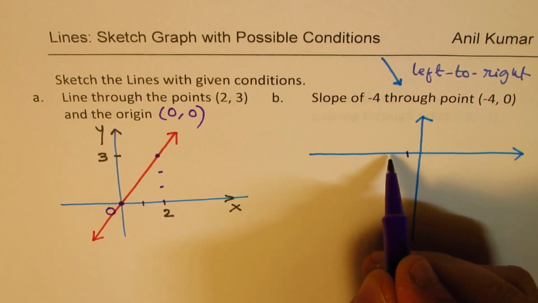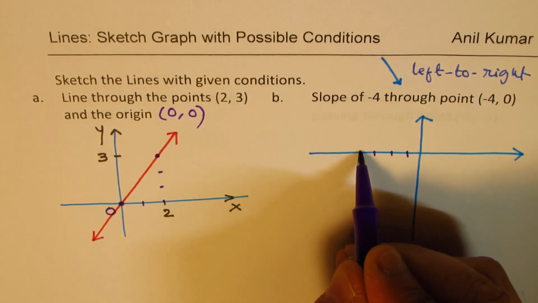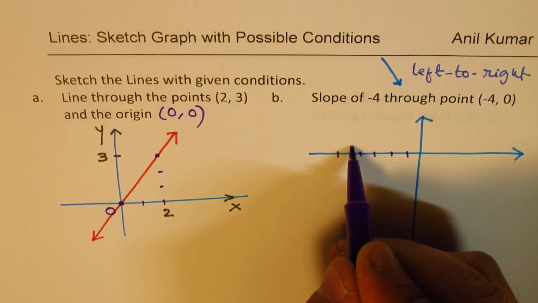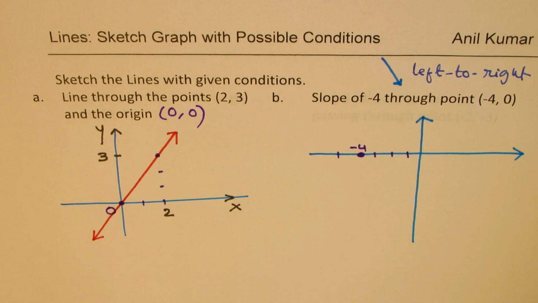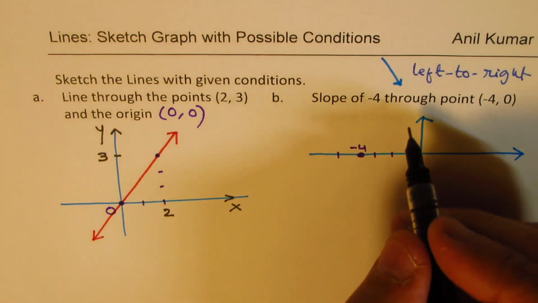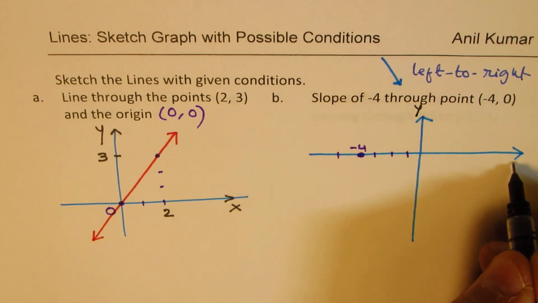So it is 1, 2, 3, 4, 5. This is my minus 4. Do you see that? This point. Minus 4, that is minus 4, 0. So along the y, I'm not moving at all. It is my x-intercept. Clear?